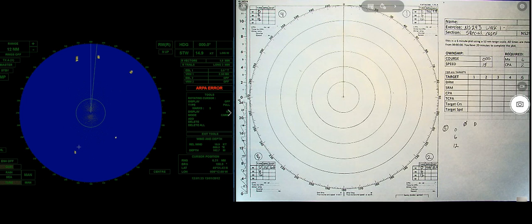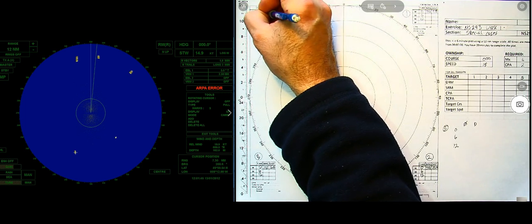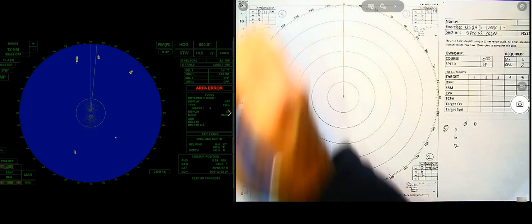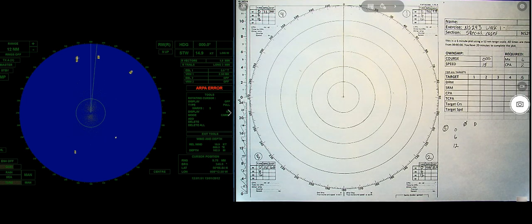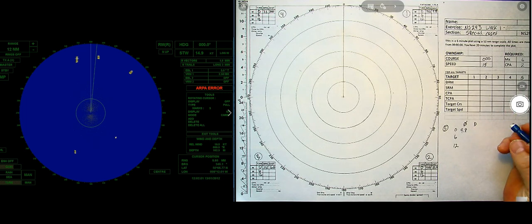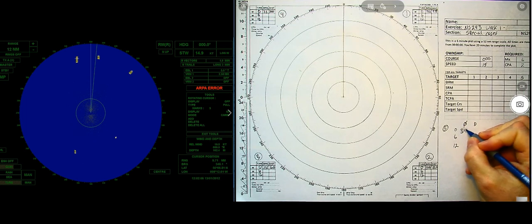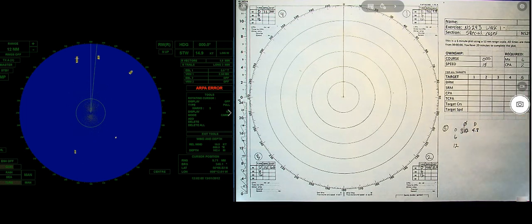And now I'm going to target 4. And target 4 looks to me to be about 7.3 nautical miles at a bearing of 200. That's target 4. 7.3 at 200. Great. Now I'm going to target 5. And target 5, to me, that original mark looks to be about 9.8 at 347. Okay, so let me get that 347 here. 347, 9.8. Okay, so now I've got all that.